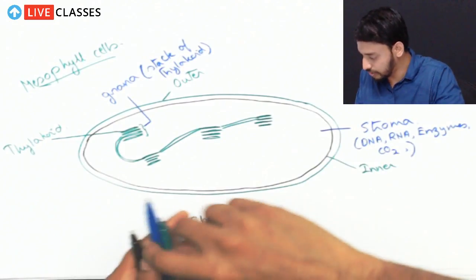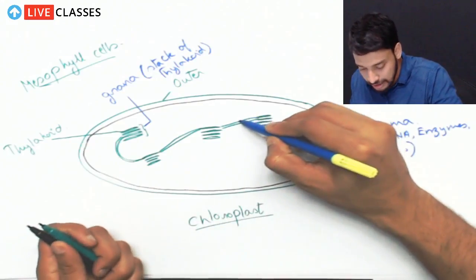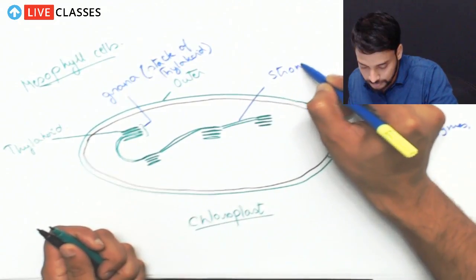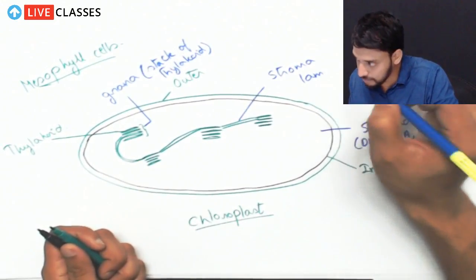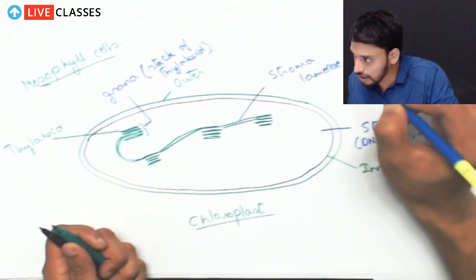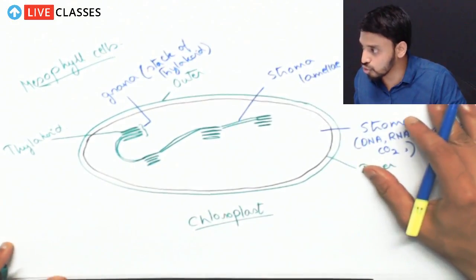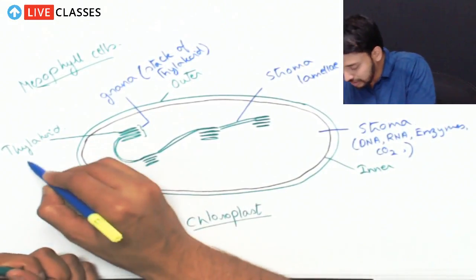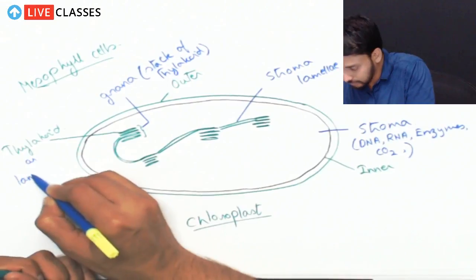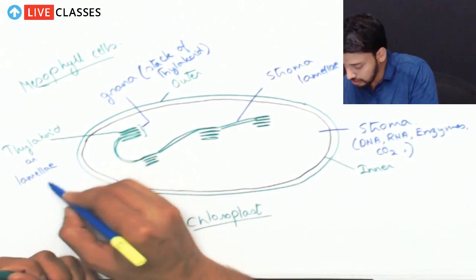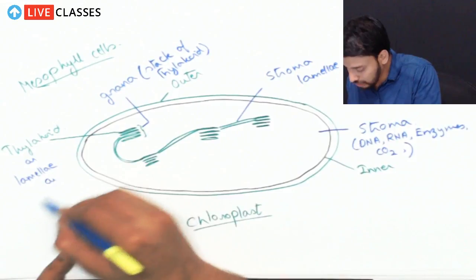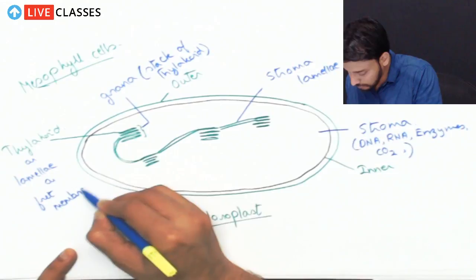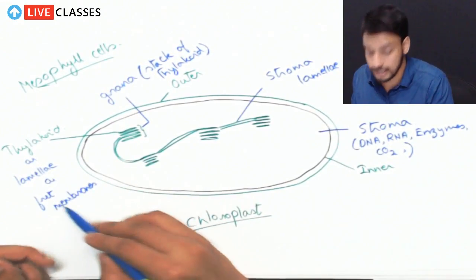Now these portions are called stroma lamellae. Okay, I hope you can see it, it's called stroma lamellae. Now these thylakoids are also known as lamellae, or they are also called the fret membranes. So thylakoid, or lamellae, or the fret membranes.